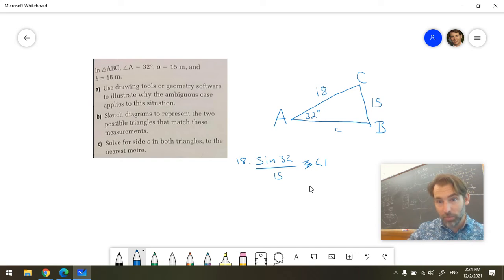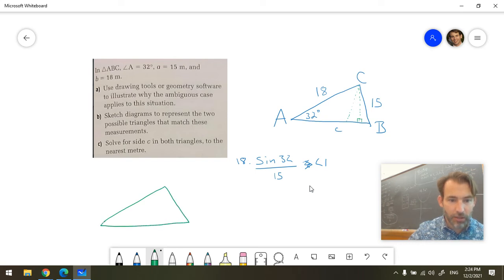This could be this way, or it could be this way. It could be that triangle that I've drawn, or it could be, with another color here, this triangle here. And this, if I bring it down, would be a right angle here. Why? Because these two triangles, it's just like this side flipped over here to the other side. They have related angles. So now sketch diagrams to represent the two possible triangles. Great, sure. So here is 18, 15, and then some value C there. That's 18, 15, 32 degrees.